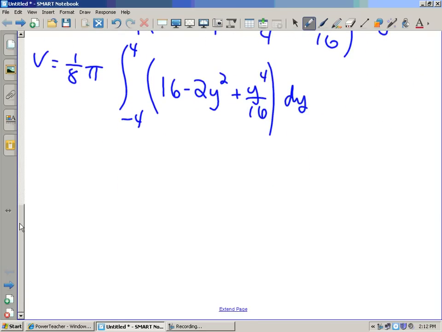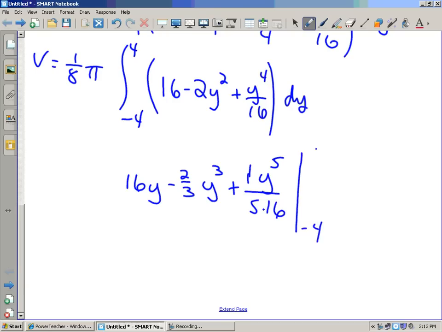Next, let's integrate. 16y minus 2/3 y cubed plus y to the 5th over 5 times 16, from negative 4 to 4.